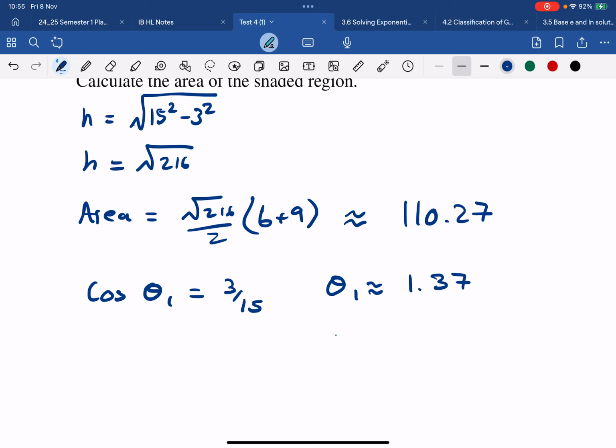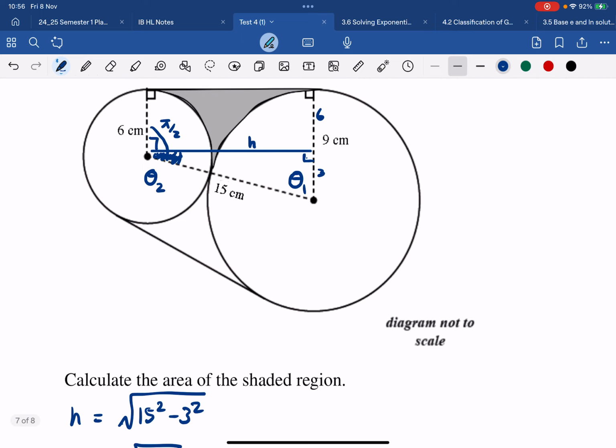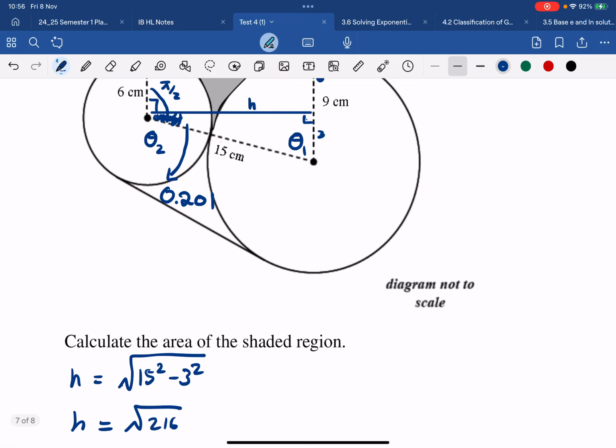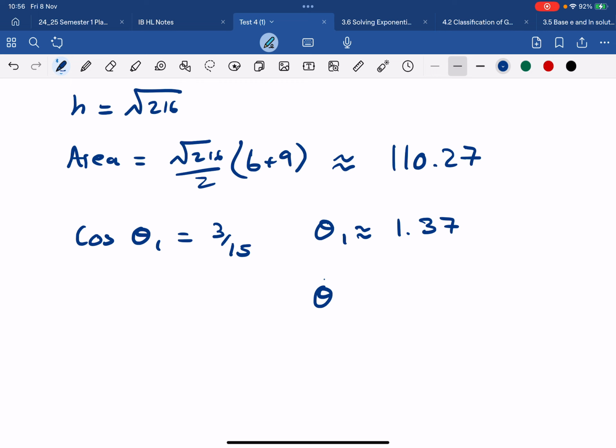Now theta 2. Not theta 2, but that shaded angle that I showed you up there: that shaded angle is pi over 2, 90 degrees, take away theta 1, because we've got a triangle there. We've already got a 90 degree angle, so this 90 or pi over 2 plus theta 1 plus that shaded one, all has to add together to give me 180 degrees. So I've got this one as 0.201. And then theta 2 is 0.201 add pi over 2. Let's just go to my calculator: pi divided by 2, add 0.201, and it gives me 1.772.